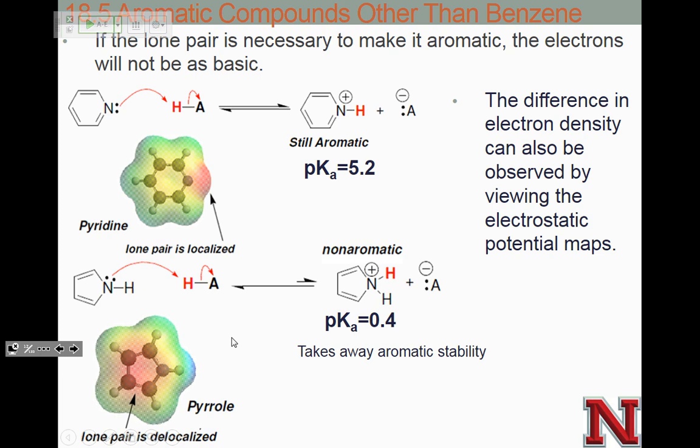So remember, to act as a base, the lone pair has to be given up. The lone pair is part of aromaticity, so it won't want to be given up because that will result in a less stable compound. And we always want our final product to be lower in energy than our starting material for the reaction to be spontaneous.